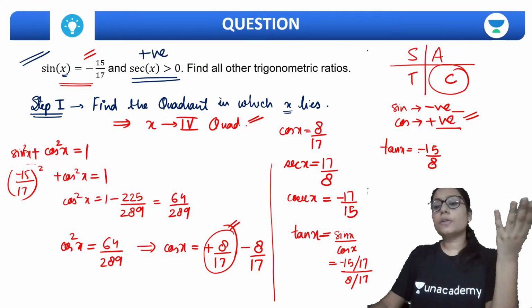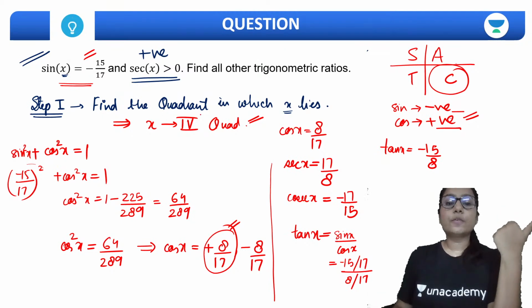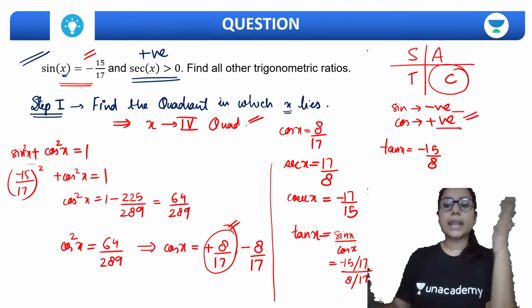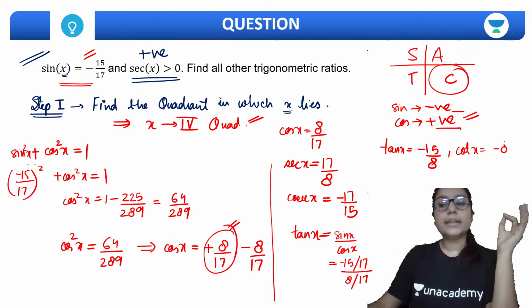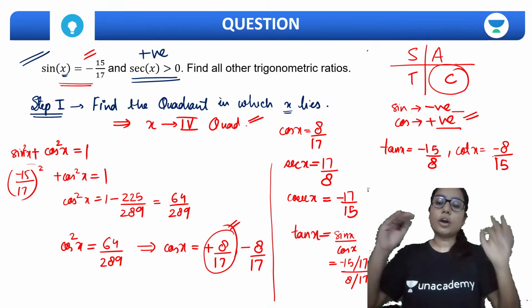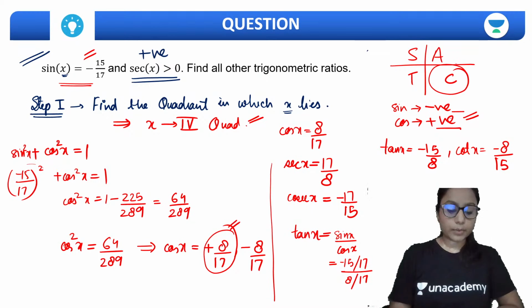Also, even if minus is not coming for you, you can just see the angle is in the fourth quadrant. In the fourth quadrant tan is negative, so minus will come. Now what is the value of cot x? Minus 8 by 15, the reciprocal of tan x. So is this question clear, everyone?